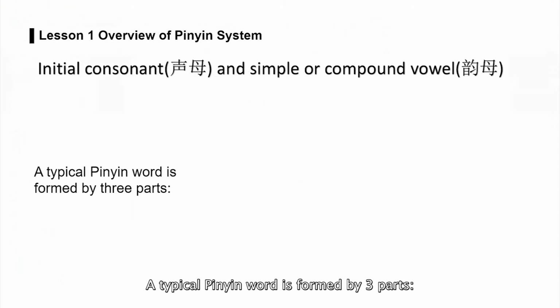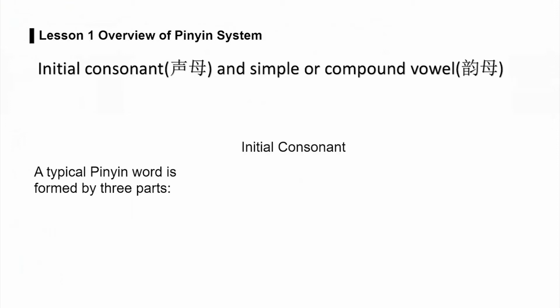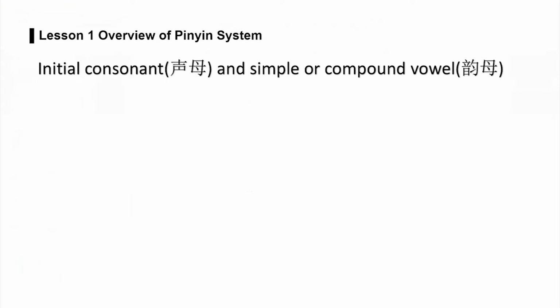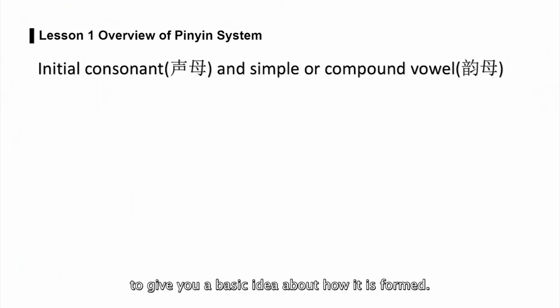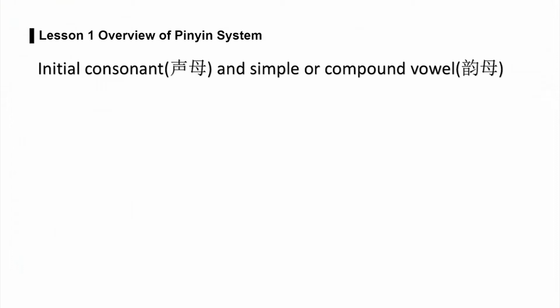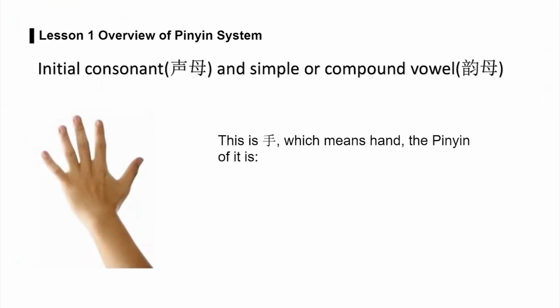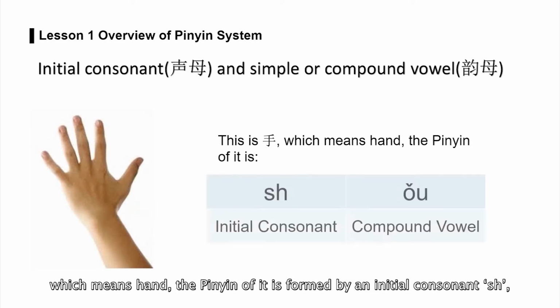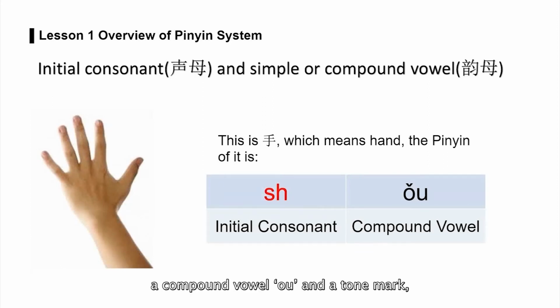A typical Pinyin word is formed by 3 parts: an initial consonant, a simple or compound vowel, and a tone mark. Now let me show you some examples to give you a basic idea about how it is formed. This is shou, which means hand. The Pinyin of it is formed by an initial consonant, sh, a compound vowel, ou, and a tone mark, that little symbol above the letter O.